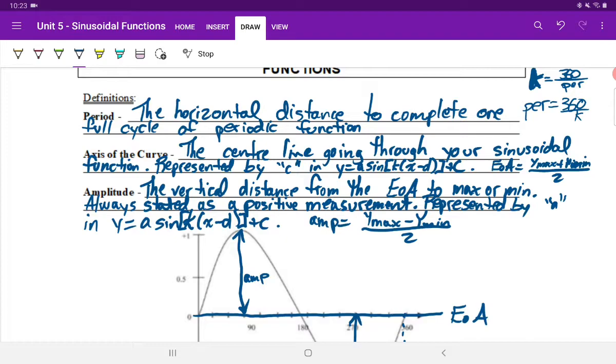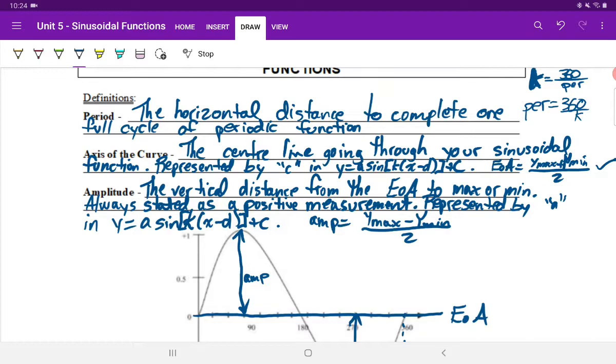Axis of the curve, or equation of axis, is the center line going through your sinusoidal function. It's represented by the letter c in your sine or cosine function. Also, you can find it by taking your maximum y value, adding it to your minimum y value, and then dividing by 2, so essentially finding the average. You can also find it that way.